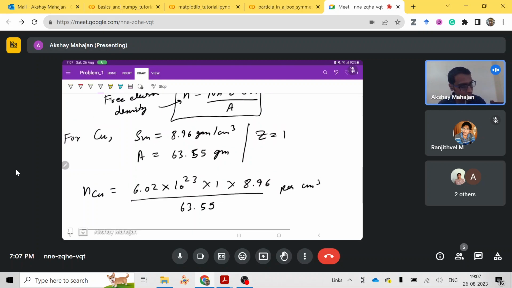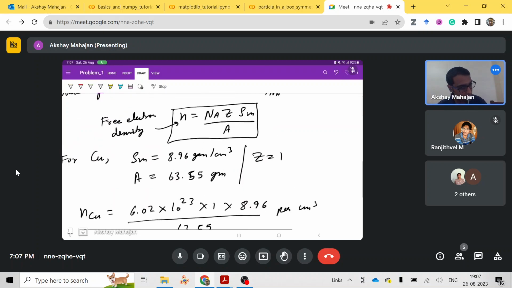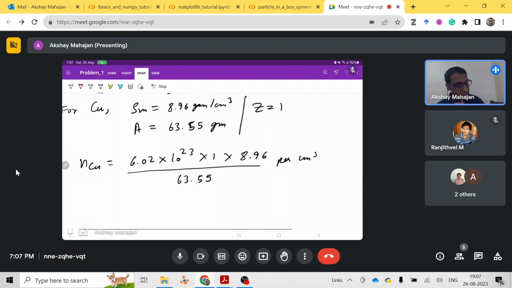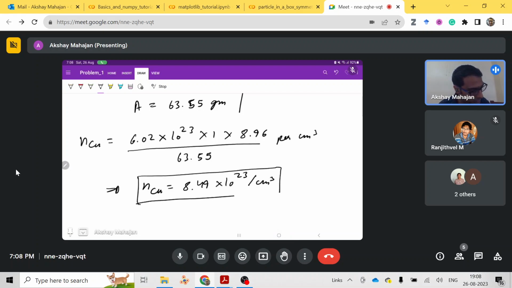You can check this: 8.96 is in gram per centimeter cube, and A was also in gram. So in the denominator we will have gram, and in the numerator we will have gram per centimeter cube. The gram cancels out, so the unit will be per centimeter cube. If you calculate it with a calculator, the value you get is 8.49 times 10 to the power 23 per centimeter cube. So this is our free electron density for copper.